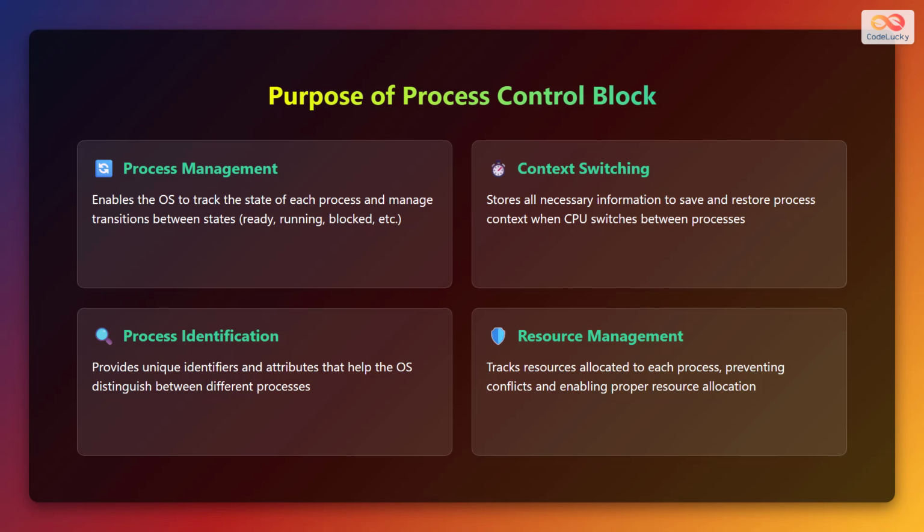Third is process identification. PCBs provide unique identifiers and attributes that help the operating system distinguish between different processes, preventing confusion and conflicts. Fourth is resource management. PCBs track the resources allocated to each process, such as memory, files, and input or output devices, preventing conflicts and enabling proper resource allocation.